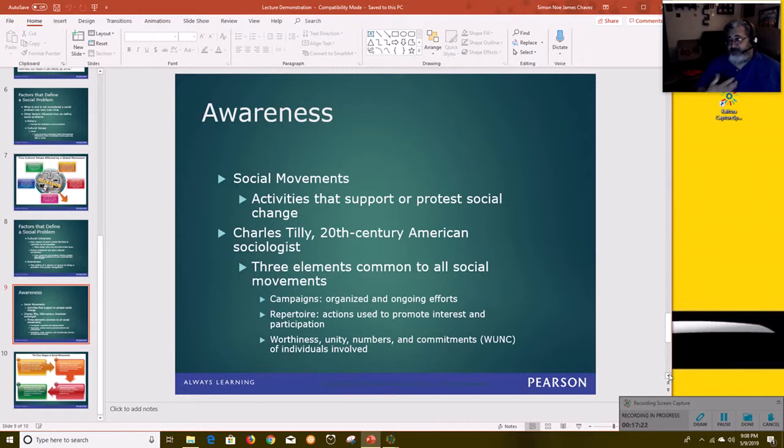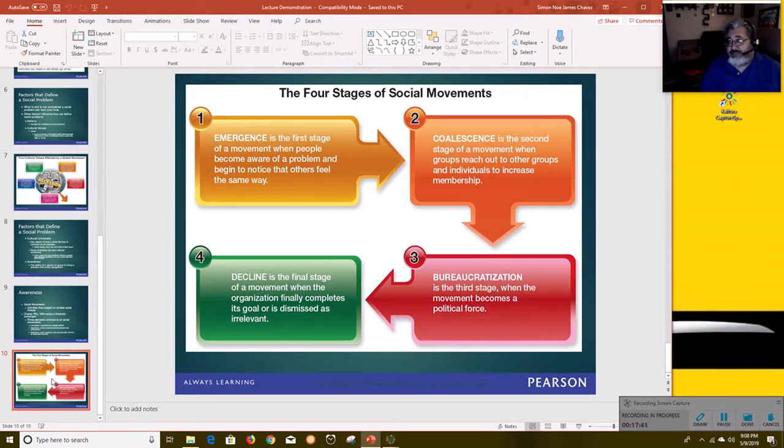So, of course, this will lead them to talking to other people. They spread the information. They start talking to politicians, start changing laws, things like that. So these are all the three elements common to social movements. This is what helps them become successful, gets the ball rolling, and gets them going. There are four stages of social movements. Of course, the first one is emergence. This is the first stage where people become aware of the problem. They understand what is going on, and not only that, they realize that there are other people who feel the same way as them.